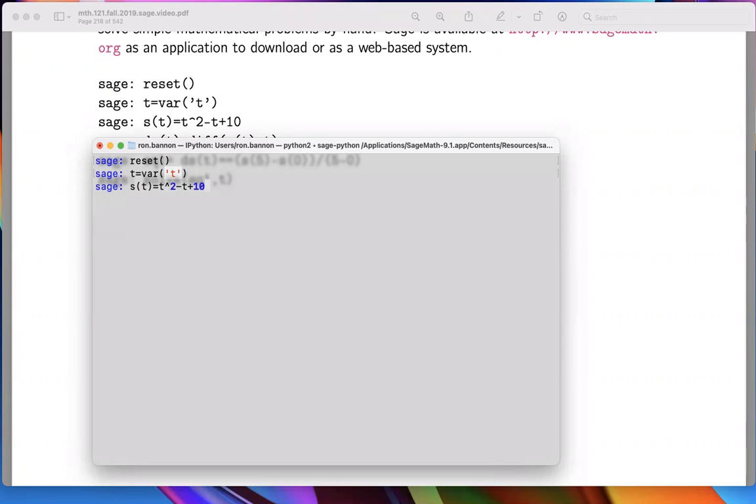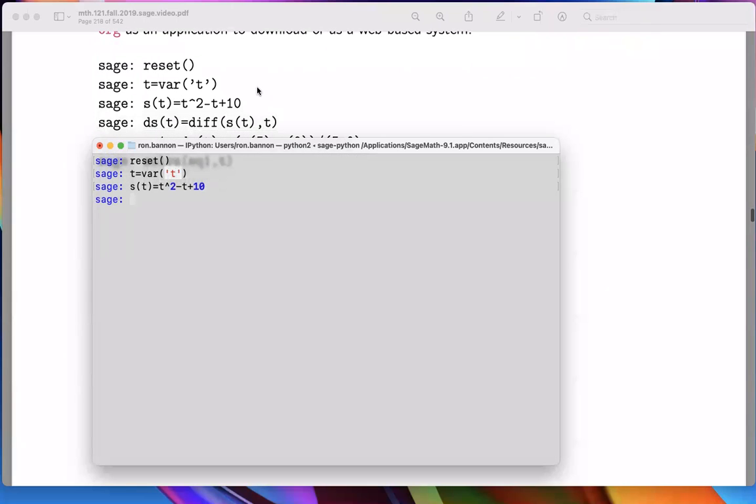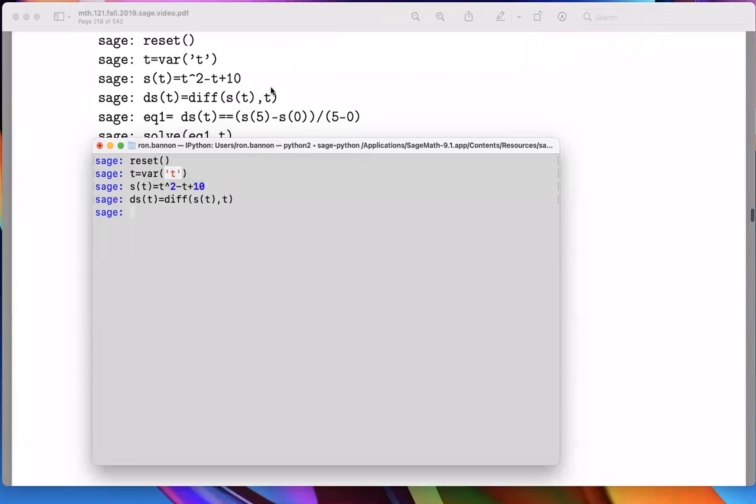All right, for you to either try or for me to do in front of you. Already did that. And then next thing up is ds. ds is a function of time, and what is it? It's actually the derivative, diff. That means differentiate. s(t) is the function s of t with respect to t. Got ds. Equation 1.